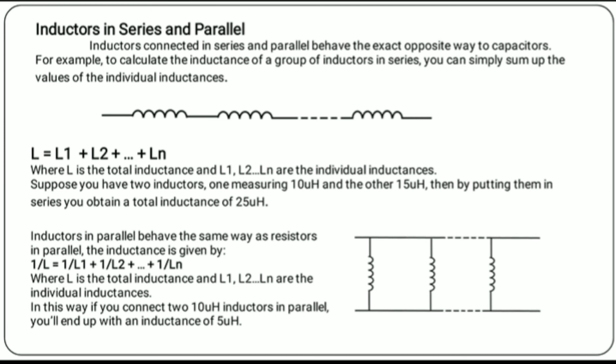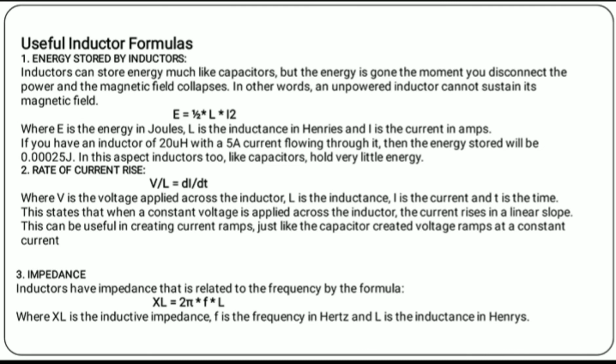And the next one is useful inductor formulas. You can see the energy stored by inductor formula, rate of current rise formula and impedance. First one is energy stored by inductors: E is equal to half L I squared. The rate of current rise is V by L is equal to di by dt. Impedance is related to the frequency by the formula given below: XL is equal to 2 pi F L, where XL is the inductive impedance, F is the frequency in Hertz, and L is the inductance. These are some of the useful inductor formulas.